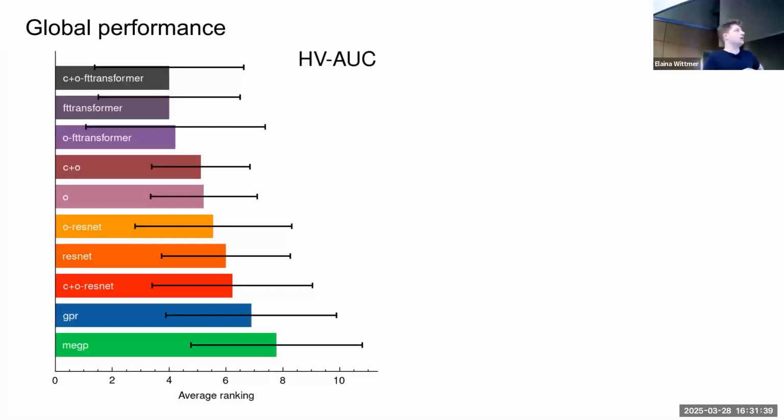And you can see that the Gaussian process models that are commonly used are at the bottom. But then, interestingly, our feature transformer is actually better than a basic ResNet neural network. So this confirms that our feature transformation approach makes sense. And then more importantly, you can see that if we give the model access to constraints and objectives, which is denoted as C+O, it actually performs better than if you just give it access to the objectives. So that basically confirms our hypothesis that modeling these things jointly is a good idea.